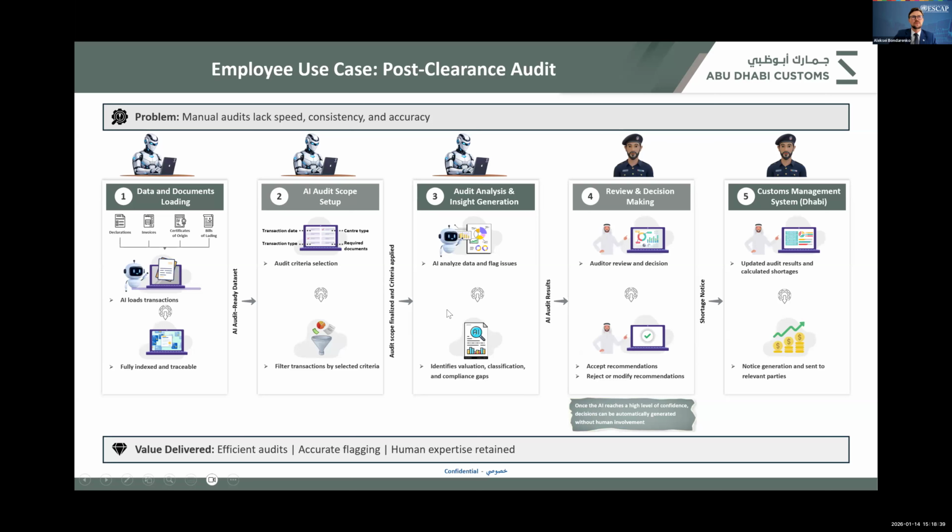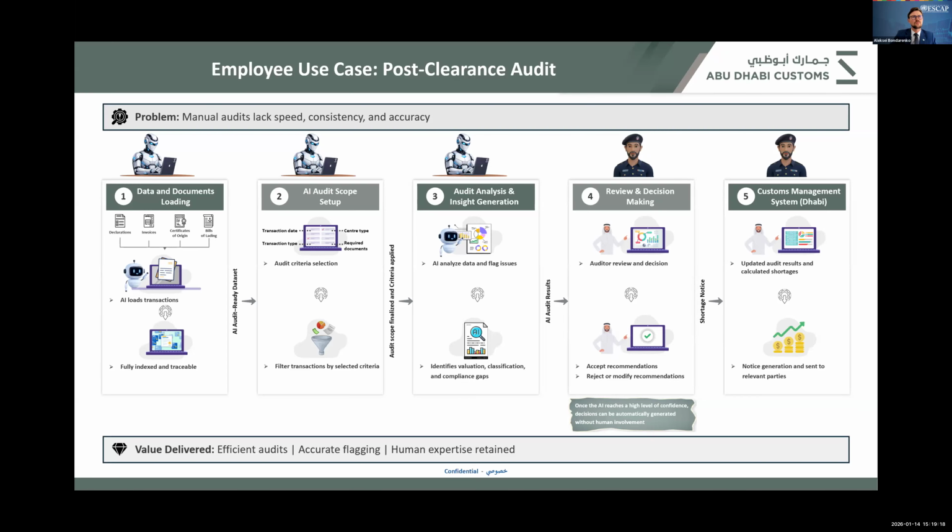The second use case is related to the employee. It came from the post-clearance audit team, who kept asking our HR team for more resources to help in finishing reviewing all the submitted declarations after the release. Usually the business grows and the number of transactions increases, but are we able to change the number of employees to adapt and fulfill all the revisions for all declarations? This is not always possible, because the onboarding cycle of new employees, especially in the government, is not an easy step.